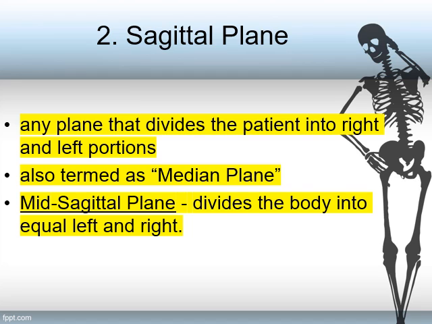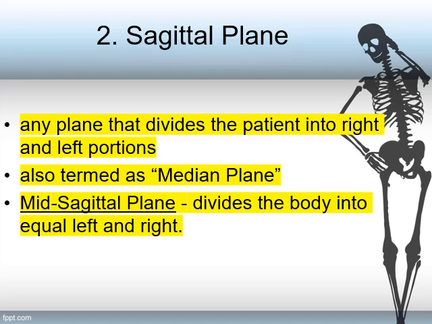So next is the mid-sagittal plane. It divides the body into right and left portions. The sagittal plane is also called the median plane. So again, if we have coronal and mid-coronal, we also have sagittal or mid-sagittal. So, you know the difference, right?